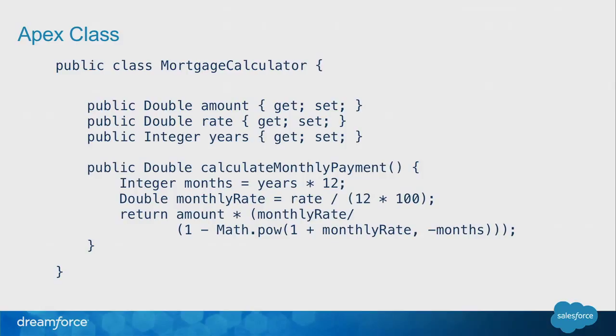And then, basically, you can build methods. So it's a public and a return type of double. And here we say we want to calculate a monthly payment, giving it integer, monthly rate, and then we want to return an amount. So as you can see here, this looks a lot like Java, right?